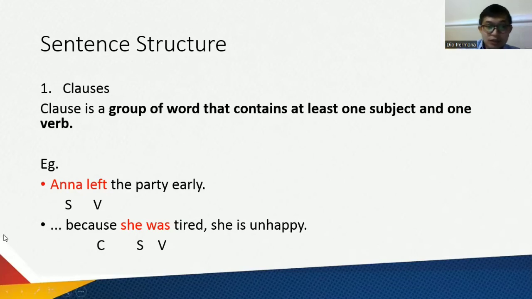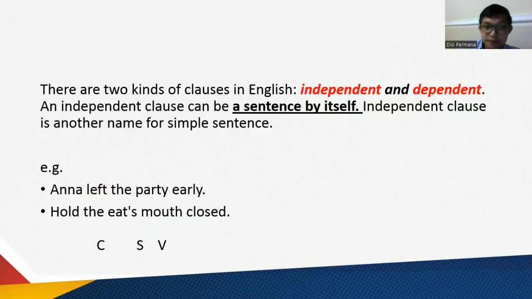It also consists of one subject and one verb, but it also has a connector, kata hubung or conjunction. In a sentence, it could consist of an independent and a dependent clause. An independent clause can be a sentence by itself. An independent clause is another name for a simple sentence.